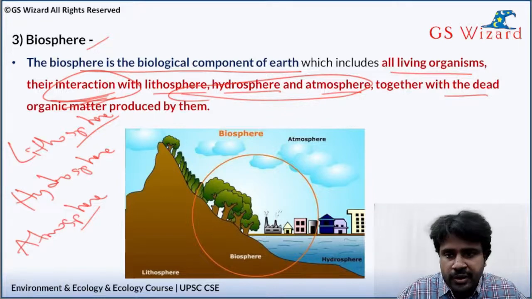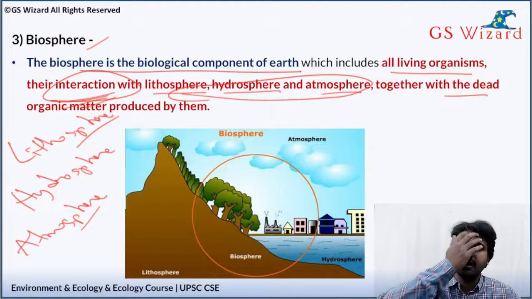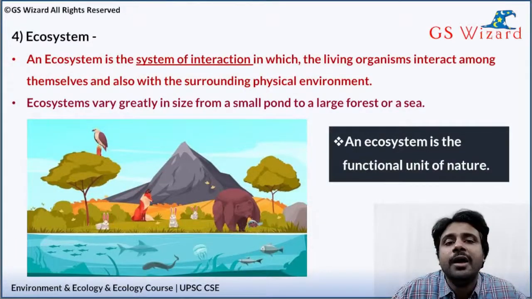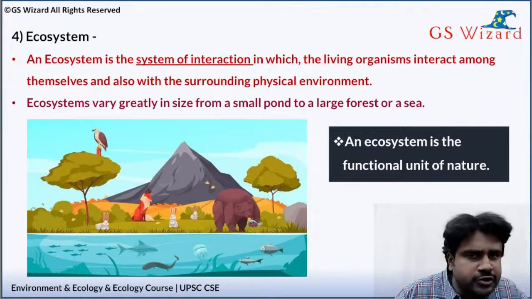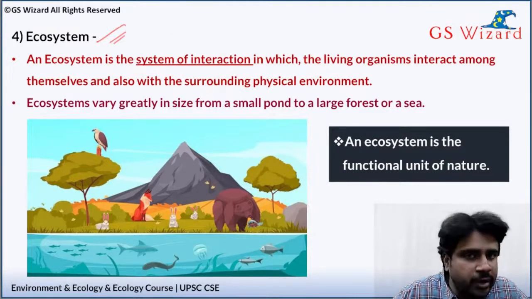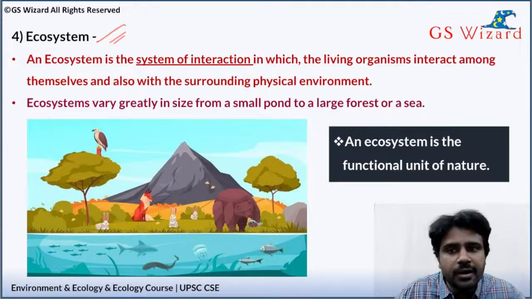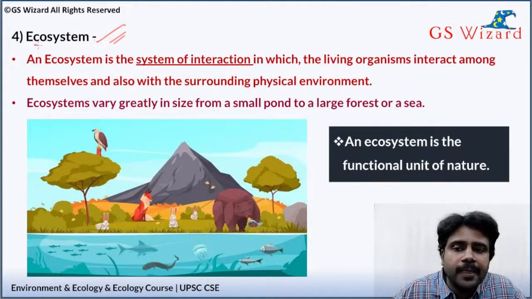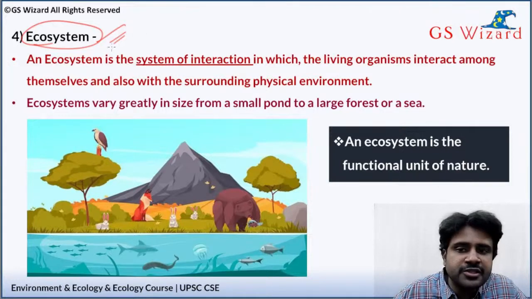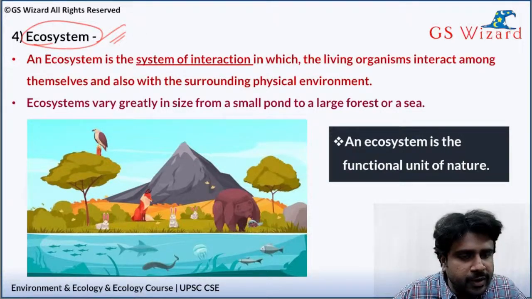So I hope everybody understood the meaning of biosphere. It's very, very important. Okay, moving on. Now, let us come to the most important concept, ecosystem. Very, very important. Now, ecosystem. I'll just try to explain this in a very simple way.